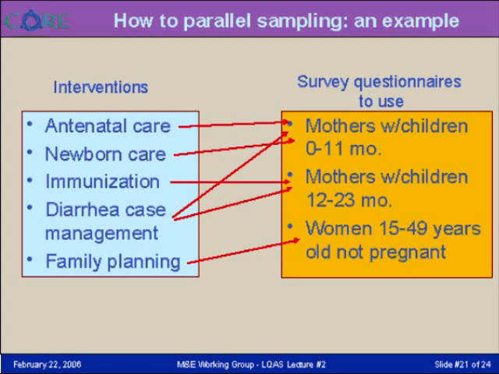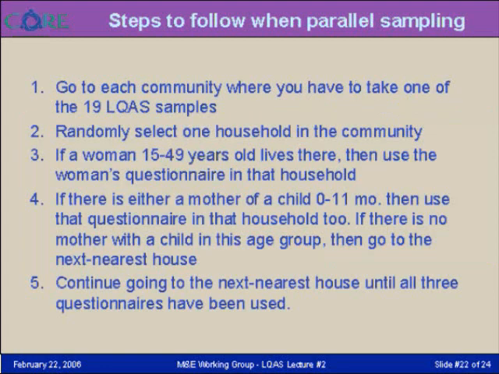So by having all these different survey questionnaires, one for mothers with children 0 to 11 months, then another one for mothers with children 12 to 23, and then another one for women 15 to 49 years old who are not pregnant. By using these 3 questionnaires, that includes some scenarios that we will explain in the next slide in terms of how to do the sampling in those selected communities and in those selected households.